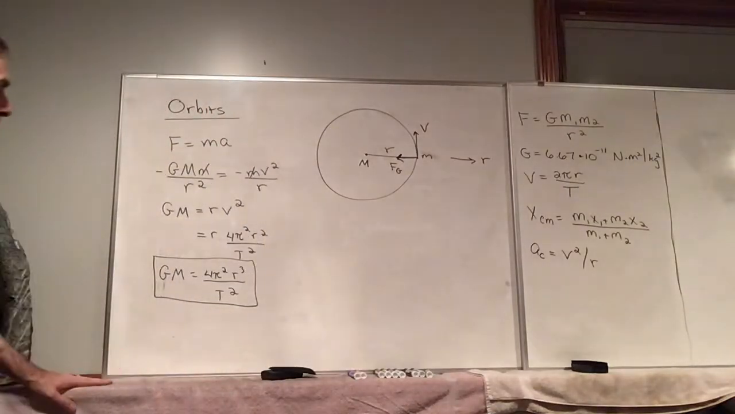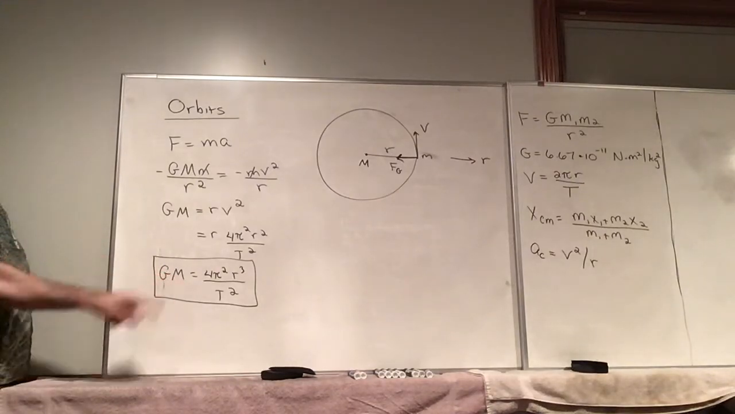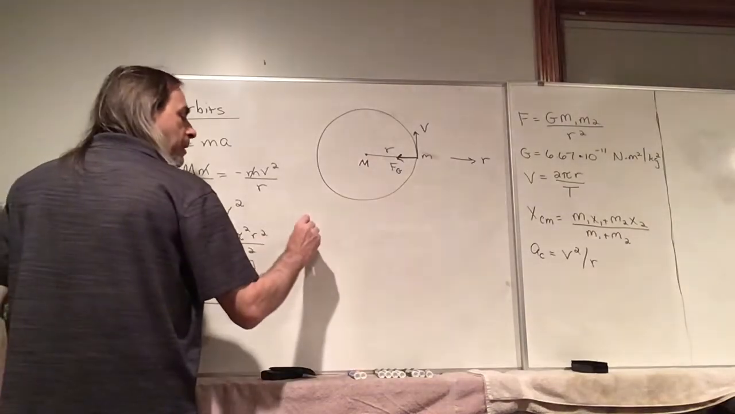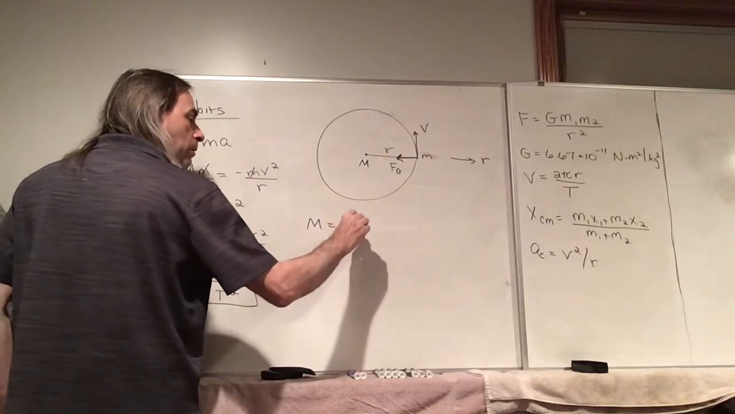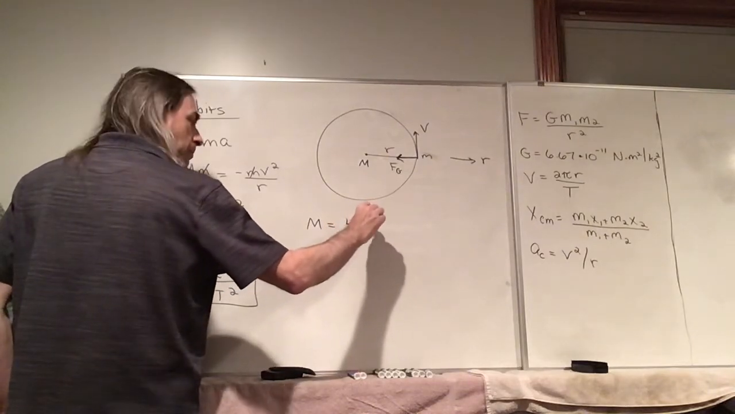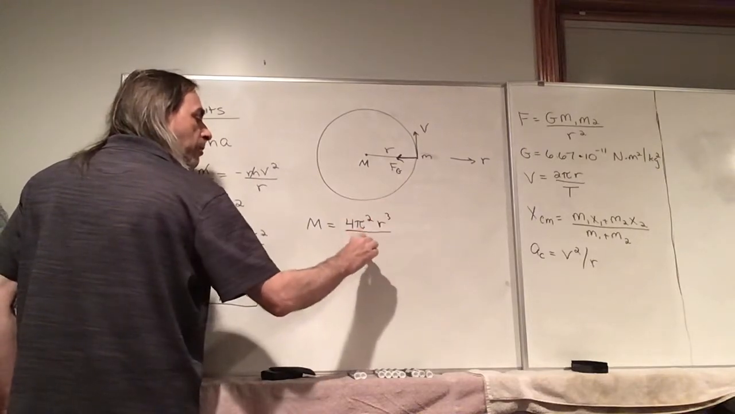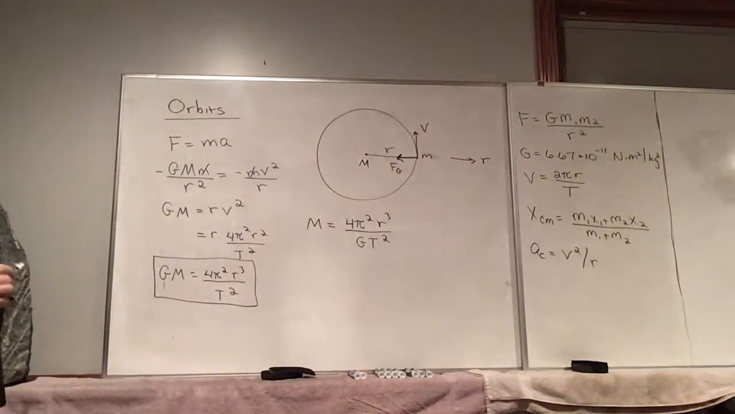But before that, let's just do one little algebraic thing. Let's divide by big G. And then we can say M is equal to 4 pi squared r cubed over big G times t squared. Okay.